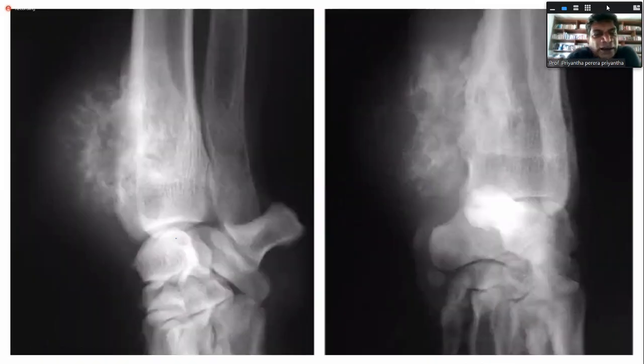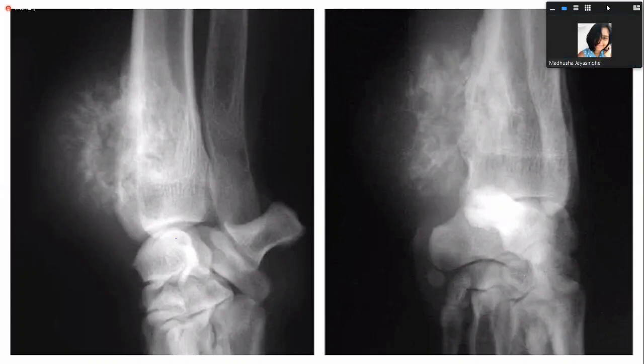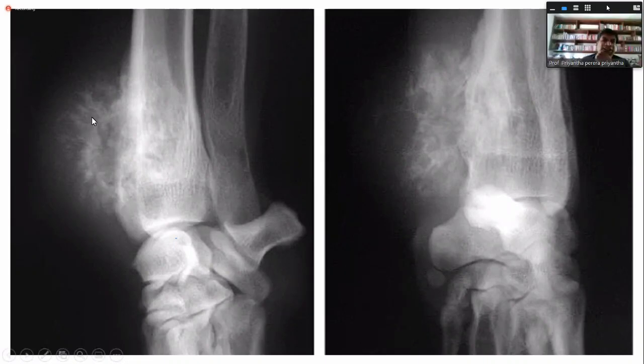This is an X-ray from a child who complained of pain at the ankle joint, and there is swelling of the ankle joint. What is the diagnosis? Osteosarcoma. It's osteosarcoma, right? So the characteristic feature is the sun ray spiculations.